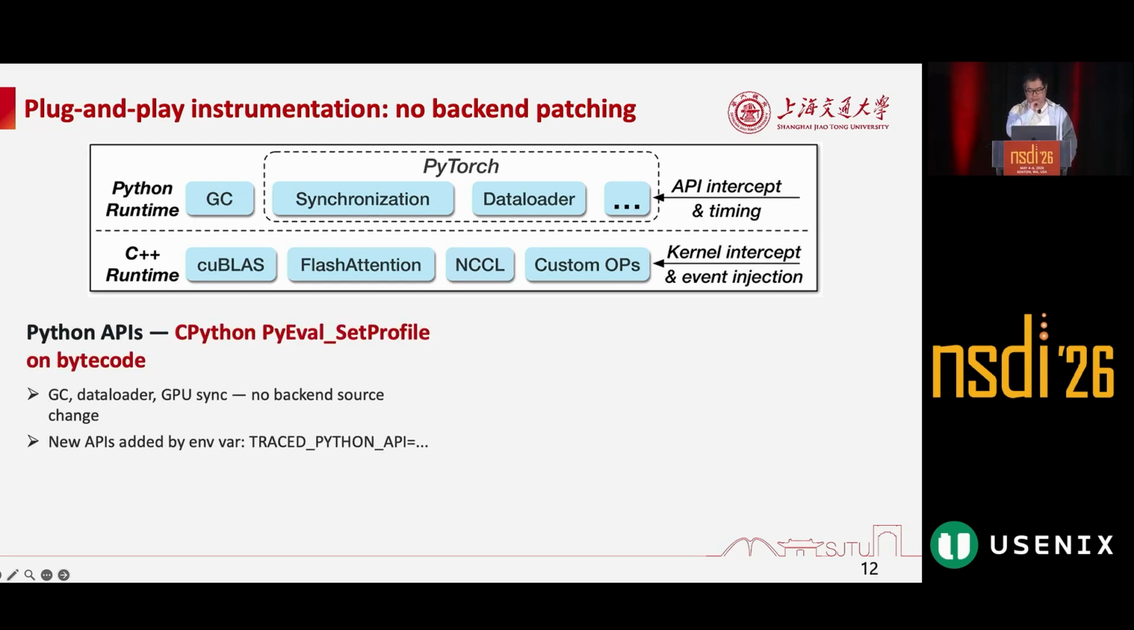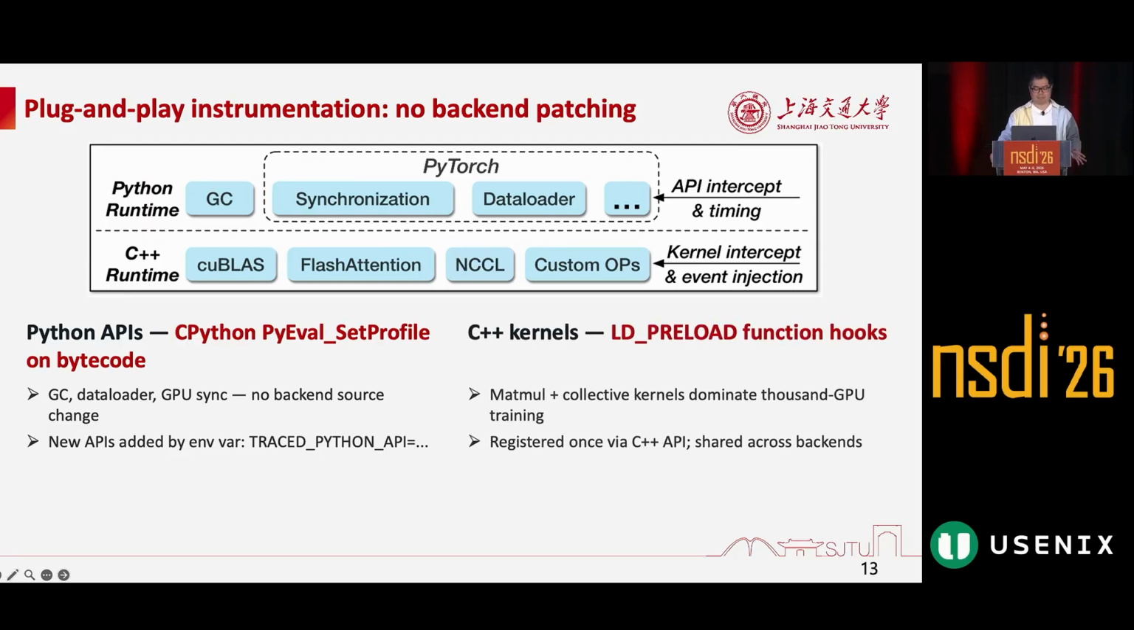At first, we'll talk about the Python APIs. Instead of wrapping them with decorators, which means touching every backend, we use CPython's built-in profiling hook, which is called PyEval_SetProfile, to intercept specific APIs at the bytecode level. This is how we catch the garbage collection, the data loader, and the GPU sync calls, with no change to Megatron or FSDP or DeepSpeed. If you want to trace new APIs, it's very simple. Just set an environment variable like TRACE_PYTHON_API equal to the names of the functions.